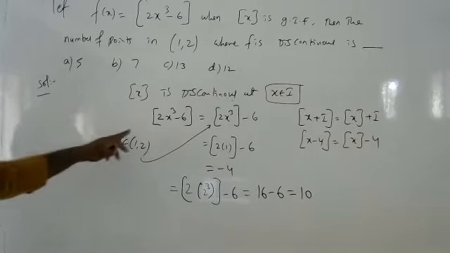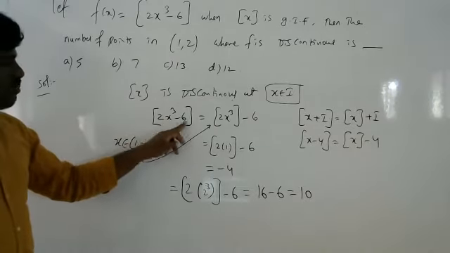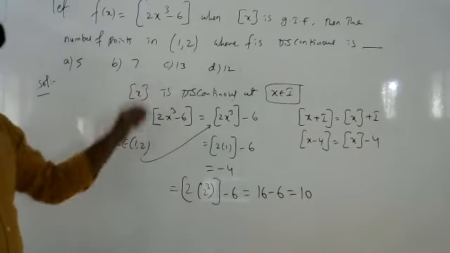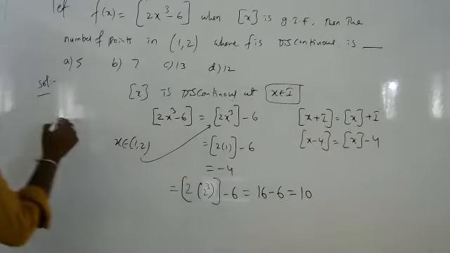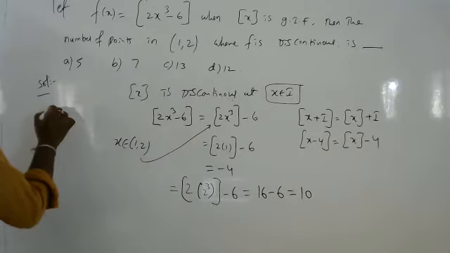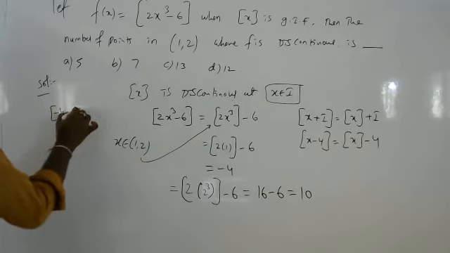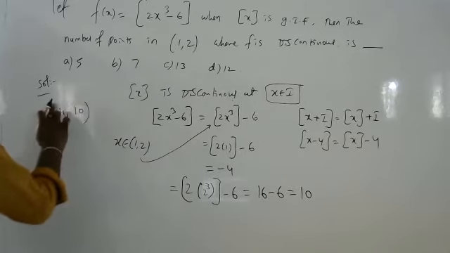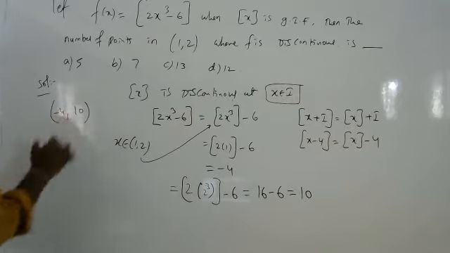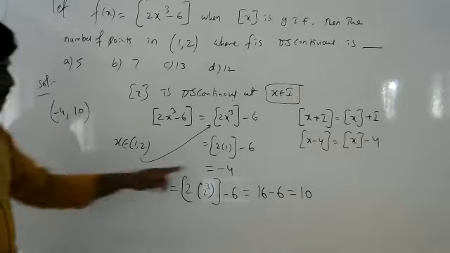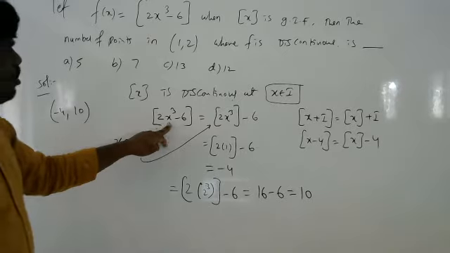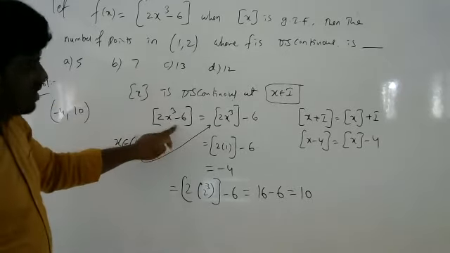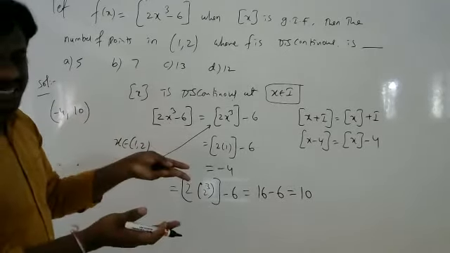It means the greatest integer of 2x cube minus 6 in the 1 to 2 interval will reach from where to where? Minus 4 to 10. But it is said to be an open interval. So how many integers will you get? Minus 4, one integer we will get. What are the integers you get? I want to know, if I substitute 1 to 2 in this, what are the integers I will get?